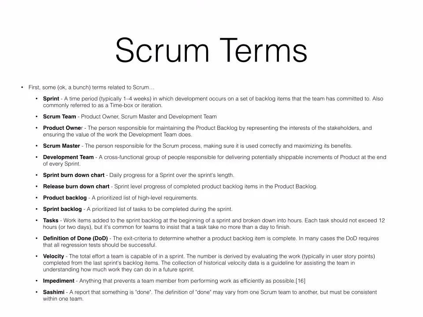And so the Scrum Master, which there are also certifications to become by the Scrum Alliance, is the person responsible for managing the Scrum process, for enacting the Scrum process, and making sure it's used correctly and maximizing the benefits of such a thing. And the development team, which you already know about, is a cross-functional group of people responsible for delivering potentially shippable increments of the product at the end of every sprint.